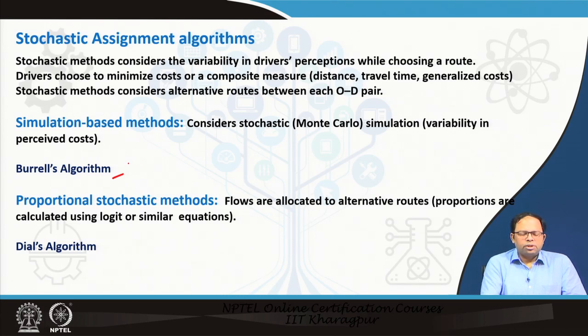Whereas there are the proportional stochastic methods, in which flows are allocated to alternative routes and the proportions are calculated using logit or similar equations. Logit or similar equations means we use the exponential of the cost of that particular route, and here we use Dial's algorithm. So, these are the two common algorithms which we use in stochastic assignment methods.